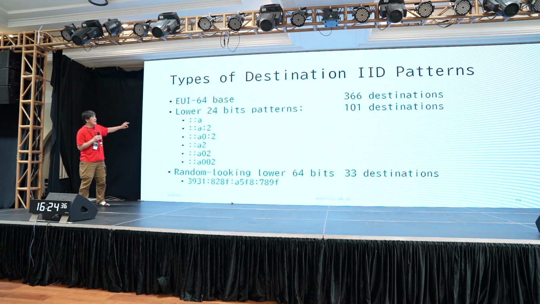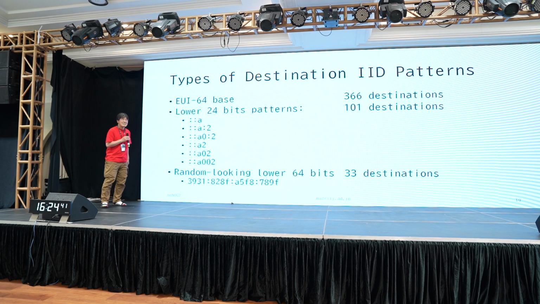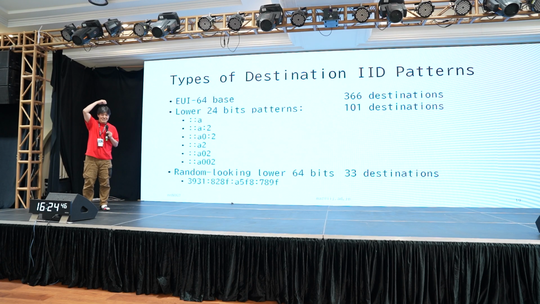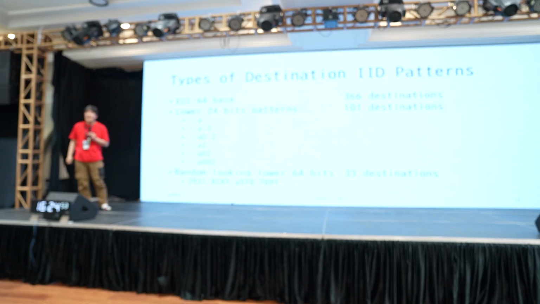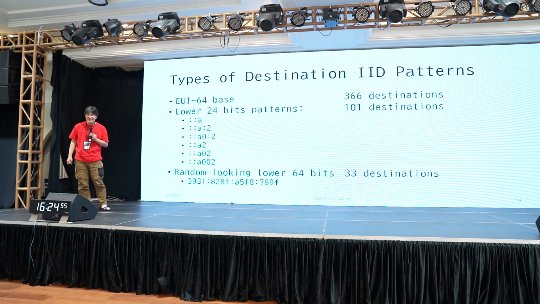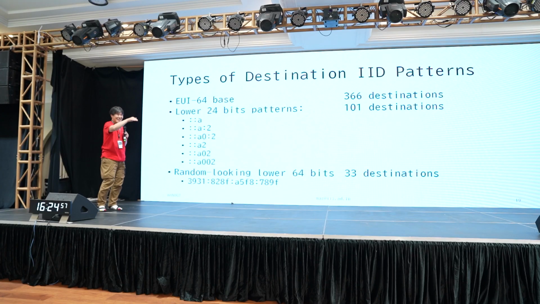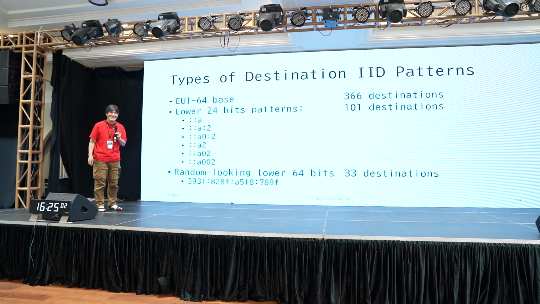And I found some patterns. So the most popular one is the EUI64 based, because I have several servers on the network that are configured with the EUI64 based IID. Based on that information, the scanner decided to scan similar IIDs in the network because they estimate there are similar products in the same network, right?